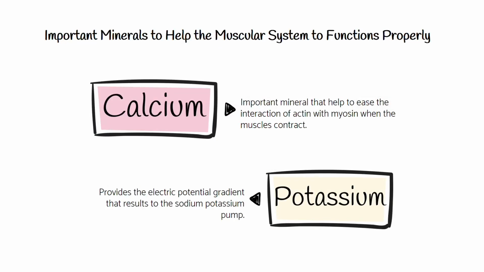So, there are 2 important minerals that help the muscular system to function properly. First is the calcium. Calcium in the muscular system is an important mineral that helps to ease the interaction of actin with myosin when the muscle contracts. Potassium, on the other hand, is an important mineral for the muscles because it provides the electric potential gradient that results to the sodium-potassium pump. The electrical gradient is important for the generation of the muscles contraction that will regulate the heartbeat.